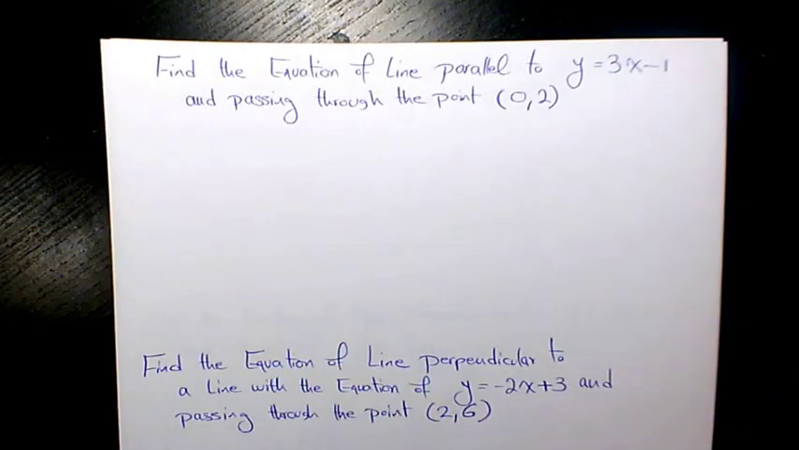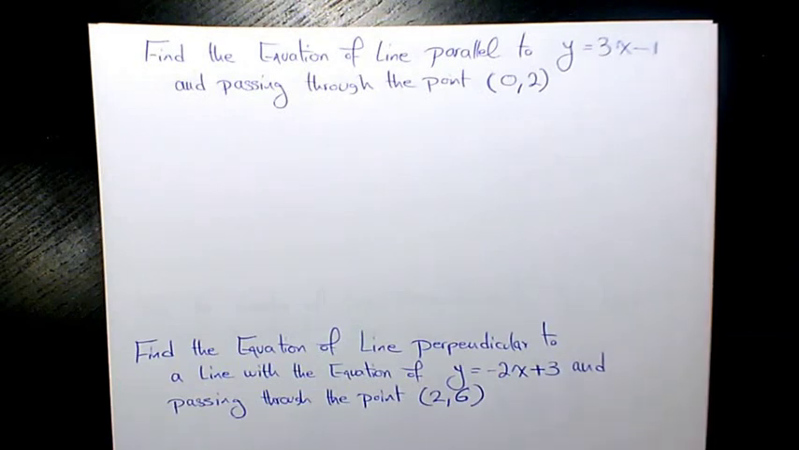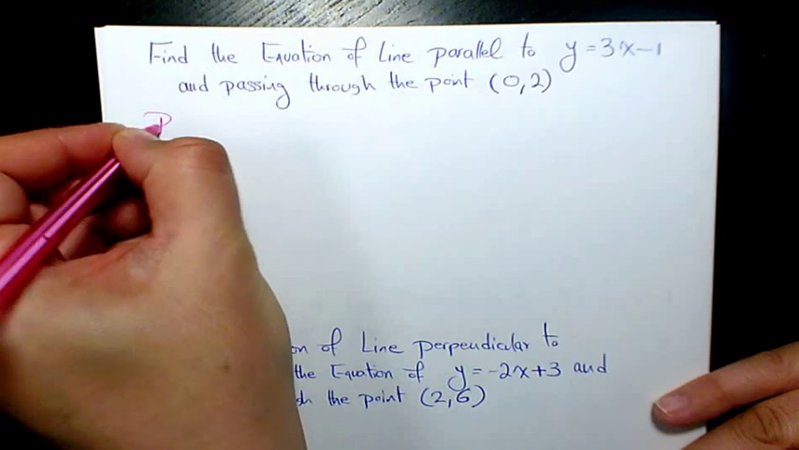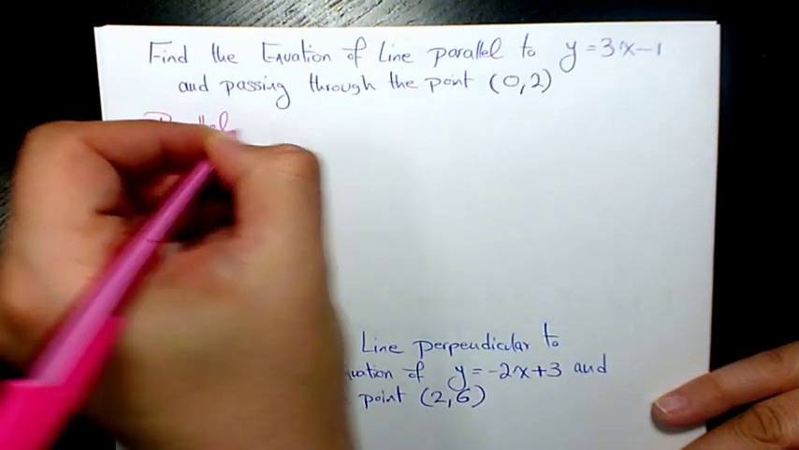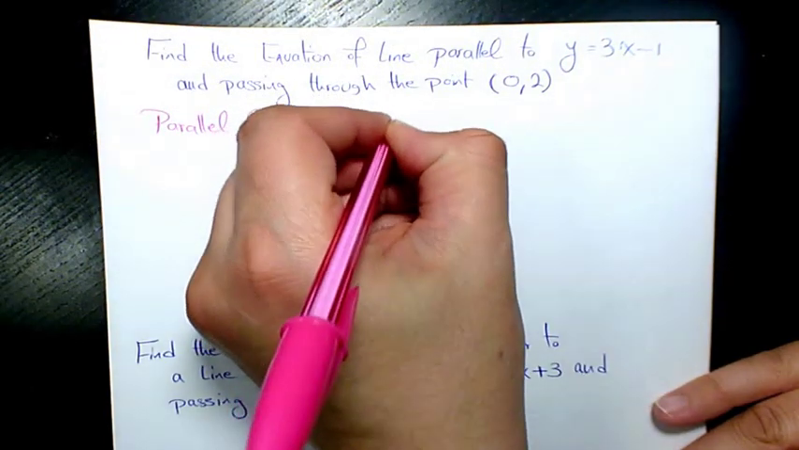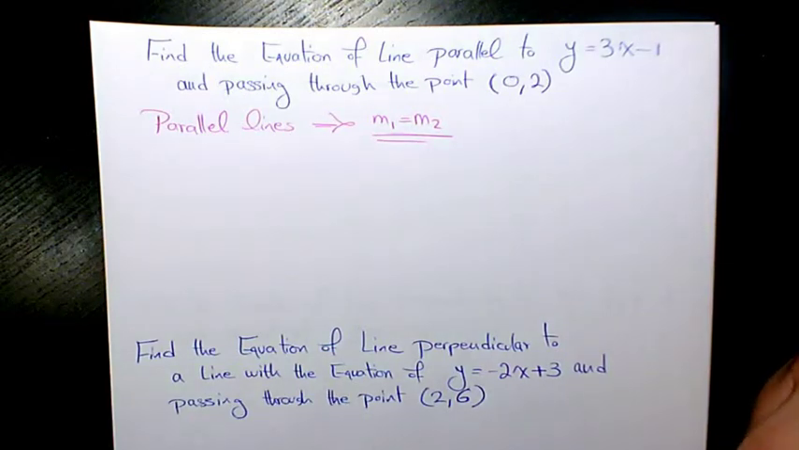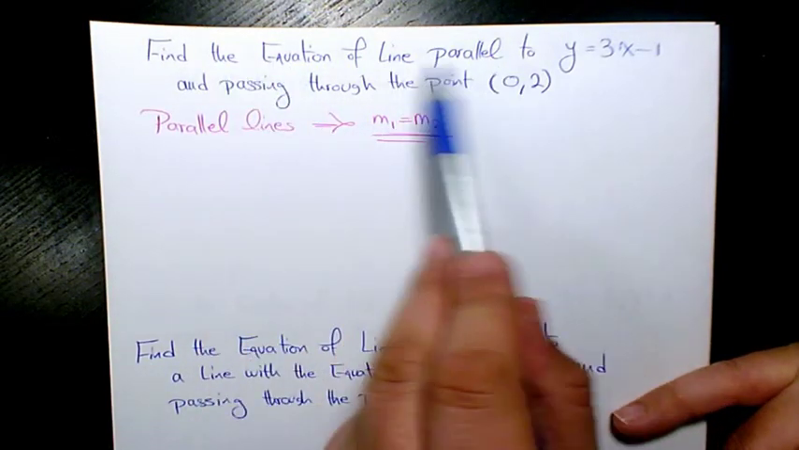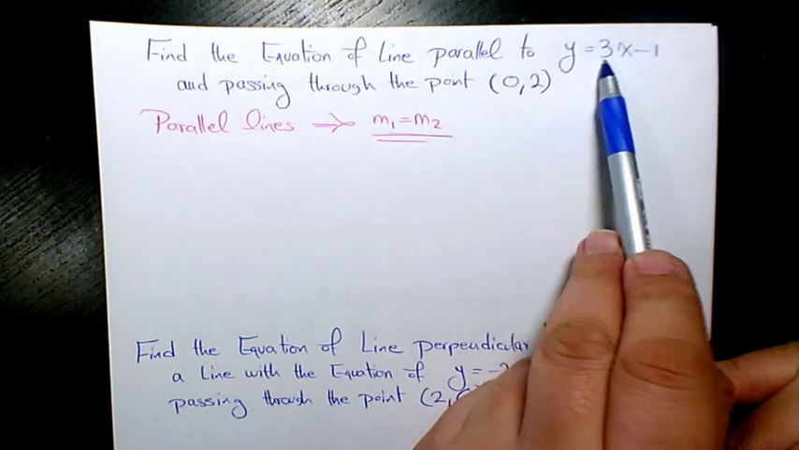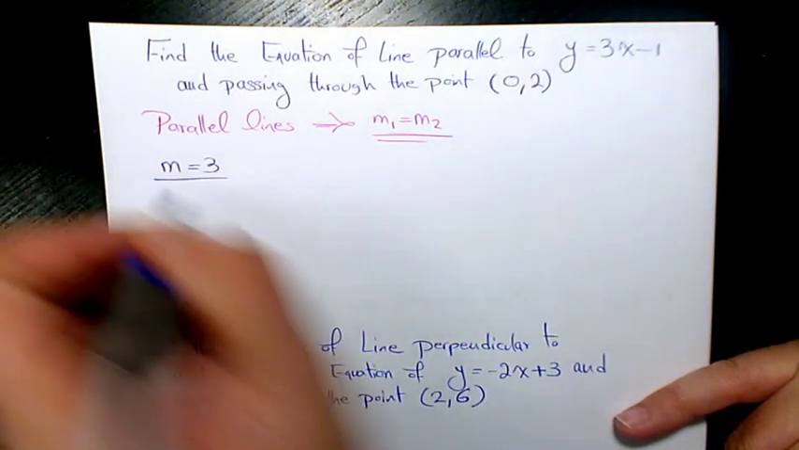This example says find the equation of line parallel to y equals 3x minus 1 and passing through the point 0 and 2. When we are talking about parallel lines, it means that we are talking about lines with the same slope. So the slope of these 2 lines must be the same. And since it says the line is going to be parallel to y equals 3x minus 1, it means that m is 3.